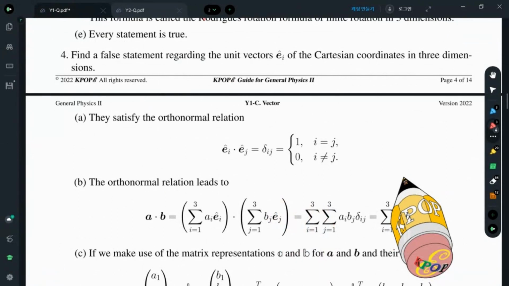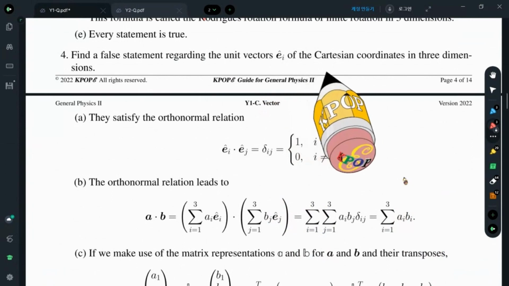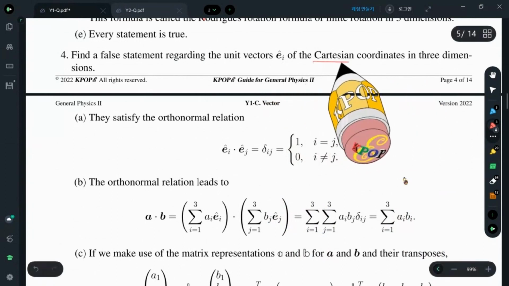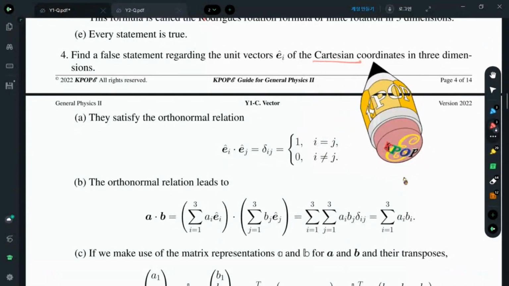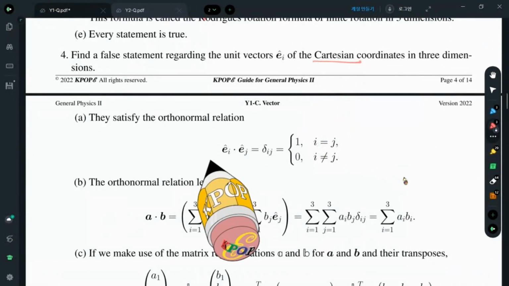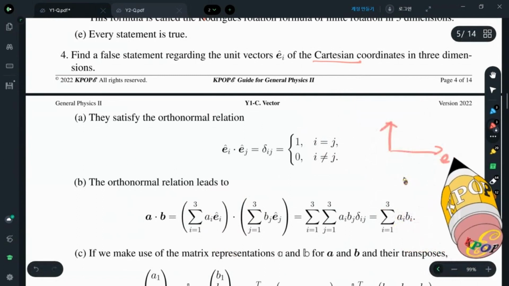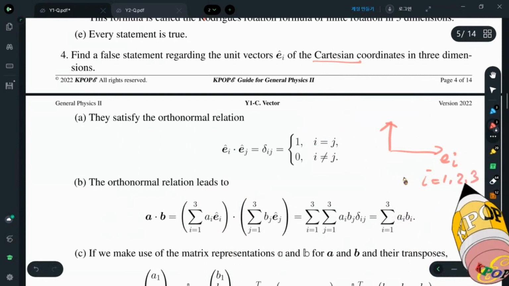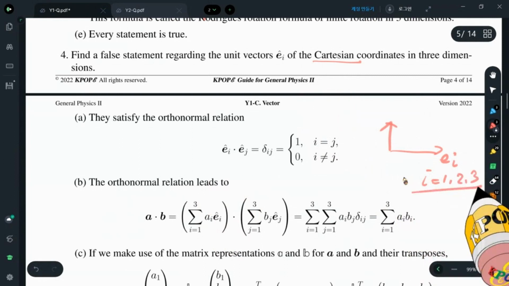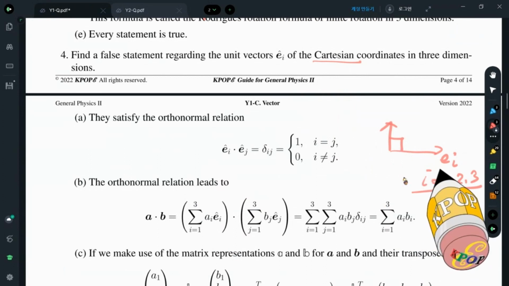Cartesian coordinate is a very convenient coordinate system we learned from elementary school. Cartesian is named after this adjective of Descartes. So the unit basis vectors of a Cartesian coordinate system, e_i, where i runs from 1, 2, and 3, are always perpendicular to each other, and their own magnitude is 1.